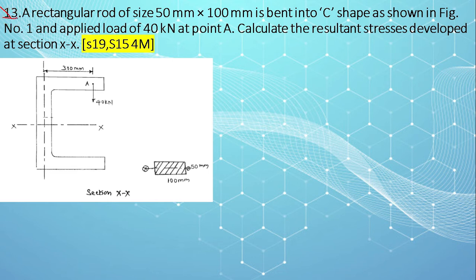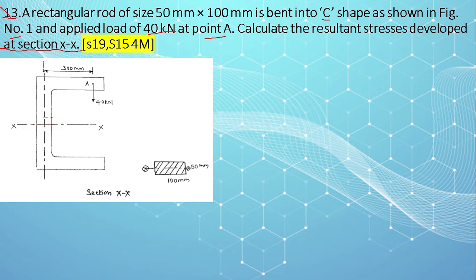So this is problem number 13. A rectangular rod of size 50 mm by 100 mm is bent into C shape as shown in figure number 1 and applied load of 40 kN at a point A. Calculate resultant stress developed at section XX. This section XX, figure is already given.